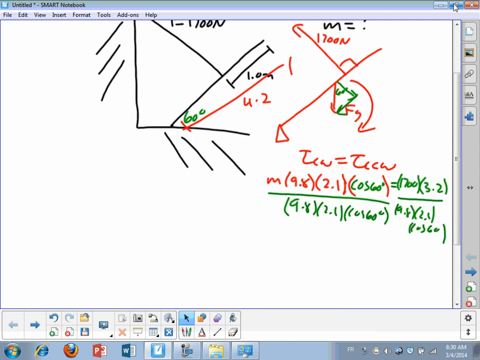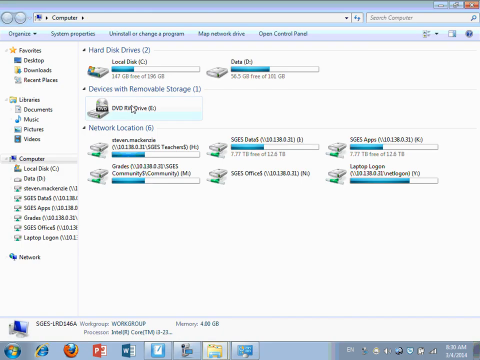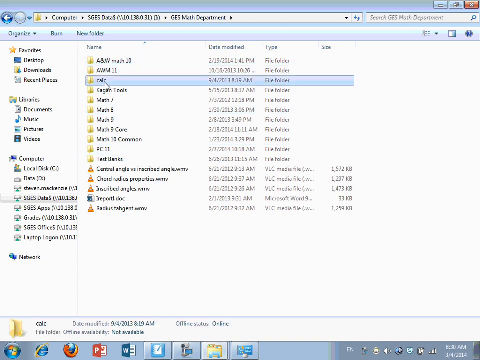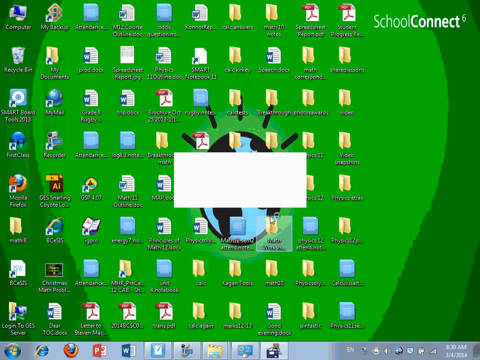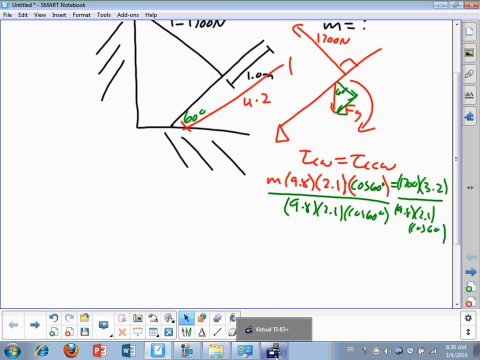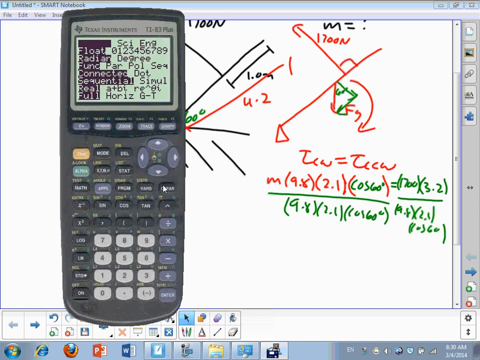Let's see. I need to find my calculator. I should definitely be more organized before I do this, but I'm not. Calculator in degrees.